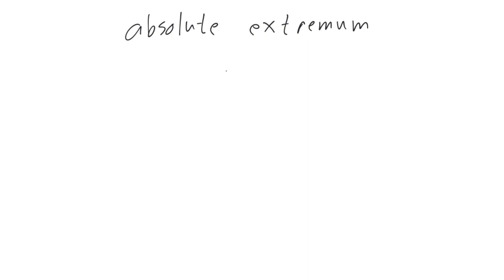What is an absolute extremum and how do you find it? Well, an absolute extremum just simply means the highest value a function will ever get to, or the lowest value, either one. So let's say we had a function that looks like this.